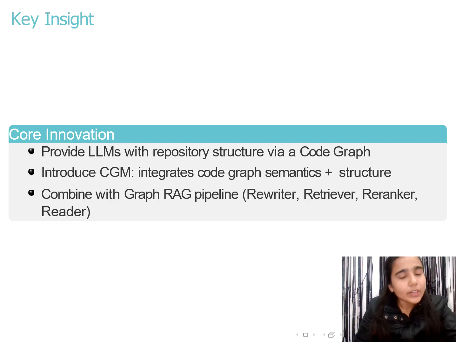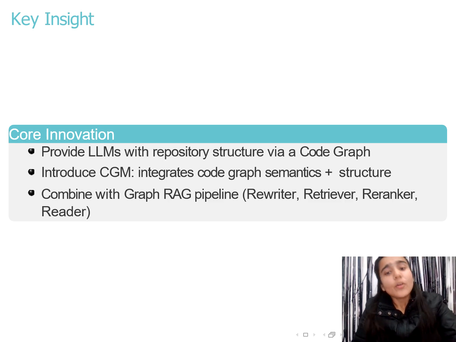Now, the core innovation in this paper is that we thought of feeding LLMs with repository structure, and that too from a code graph. What a code graph is, is a side question that we will deal with in the subsequent slides, but for now just understand that we deal with this problem using a code graph. In a code graph, we have nodes for files and functions, and edges for dependencies. I'll introduce CGM. This CGM integrates graph semantics and structure directly into the LLM brain.